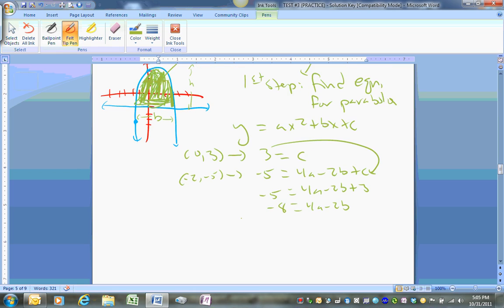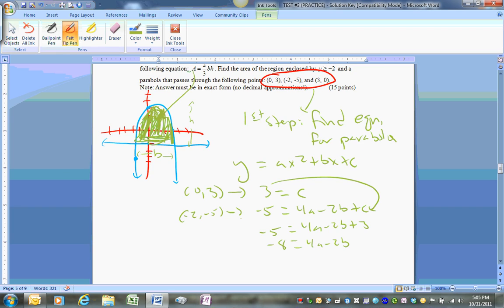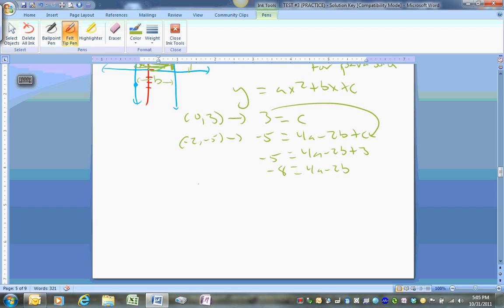And then lastly, we got 3, 0. So 0 will equal 9a plus 3b plus c, or 0 will equal 9a plus 3b plus 3, so 9a plus 3b equals -3. So now you want to solve for a and b. You can use the Solve 2EQ program, or you can do it by hand.